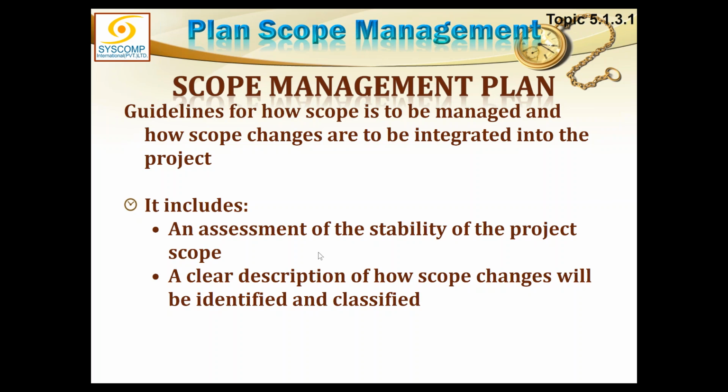It includes an assessment of the stability of the project scope. At the point when the scope management plan is being created, we don't know what the scope is. But at least we know what kind of project you are getting into and how stable the scope of this project is likely to be. For example, you are getting into a research project for which you do not know the expected results. You are not clear about what the deliverable is. So the scope of such a project is very highly likely to change a lot. You can say your assessment could be that the stability of this research project is very low.